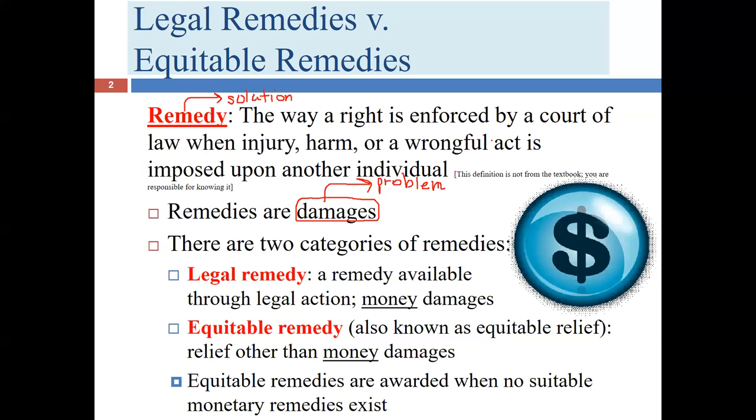The way a right is enforced by a court of law when injury, harm, or wrongful act is imposed upon another person. And of course, who is this other person? Well, it's the plaintiff, right? That's who we're talking about.